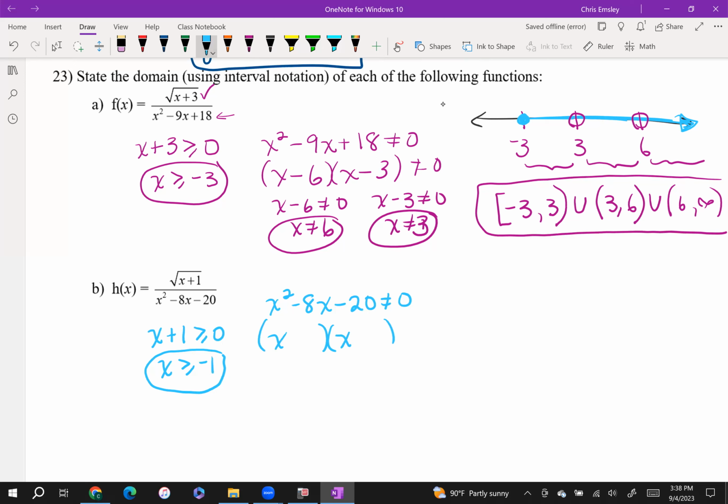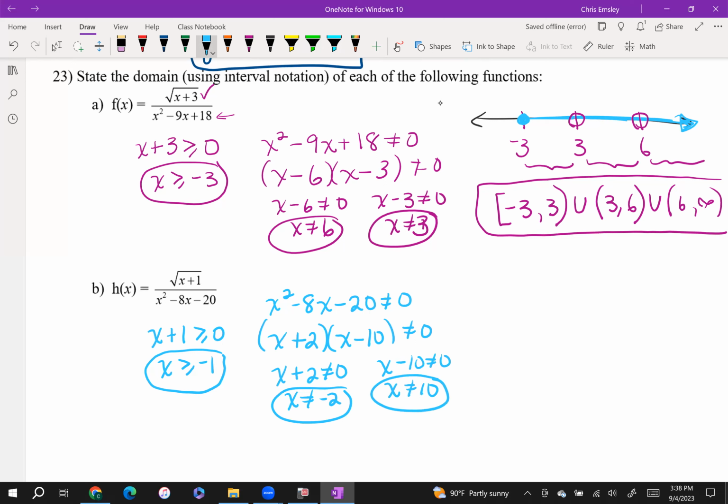20, I think of 4 times 5 first, but a 4 and a 5 can't give me that 8 in the middle. So how about 2 times 10? To get a -10 and a +2. That looks good. So that means that x plus 2 cannot be 0, and x minus 10 cannot be 0. So once again, we need to put all of these three things together.